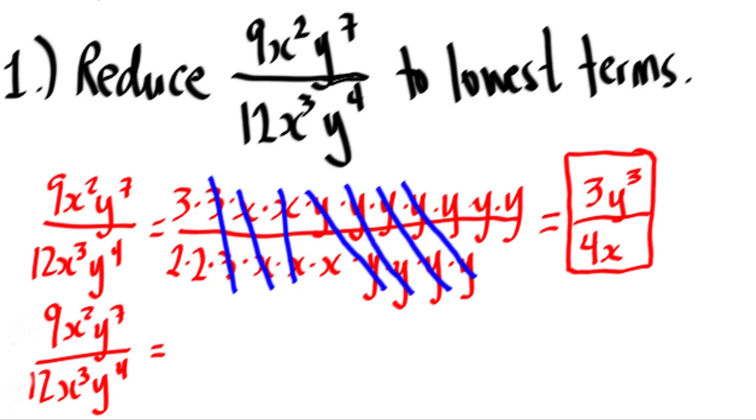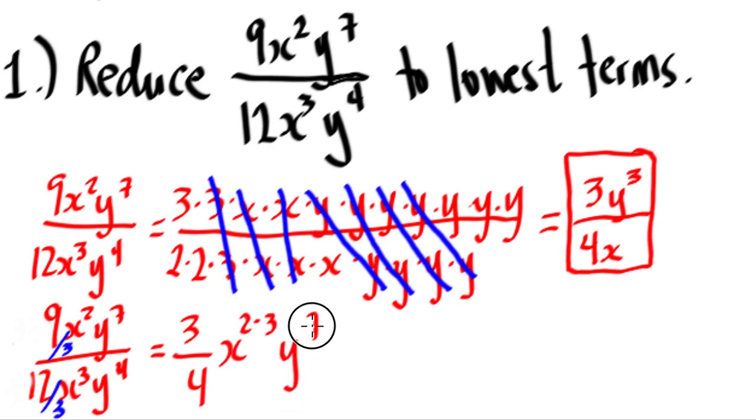So how do I write this? 9 divided by 3, let's put it right here, and 12 divided by 3. Okay, that's pretty much better. 9 divided by 3 is 3. 12 divided by 3 is 4. We can see here that we have x to the 2 minus 3, and we have y to the 7 minus 4. So this is equal to 3 over 4.